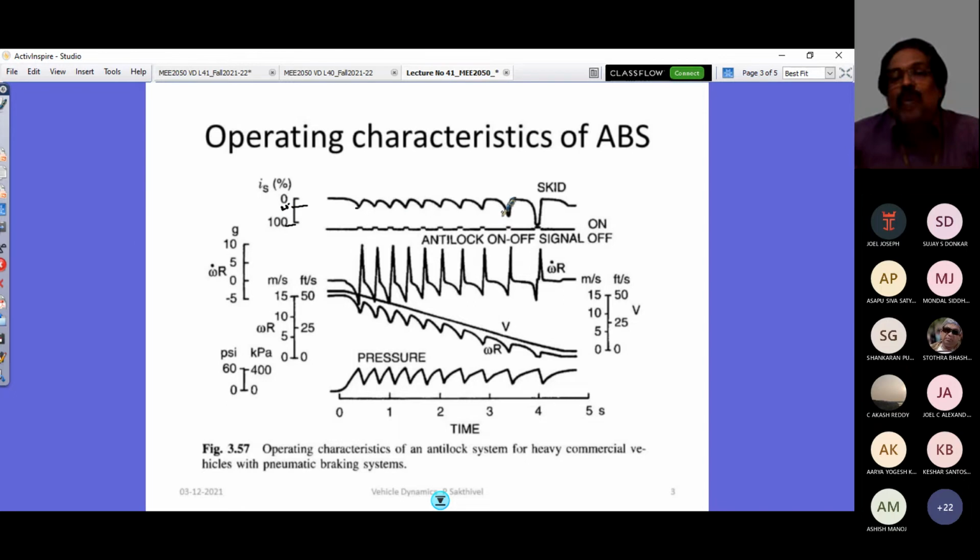So you see that it is not falling. When it is falling to 100%, you see that the vehicle speed almost reaches 3 meters per second, almost to a stop. There is no skid possibility at that time.